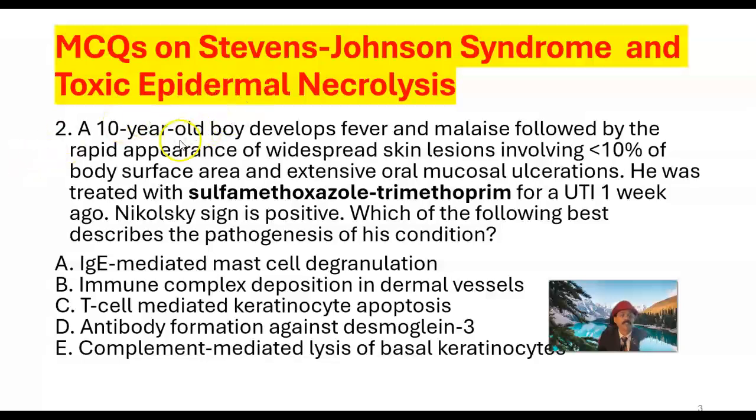Question number 2. A 10-year-old boy develops fever and malaise followed by the rapid appearance of widespread skin lesions involving less than 10% of body surface area and extensive oral mucosal ulceration. He was treated with sulfamethoxazole trimethoprim for a UTI, that is urinary tract infection. This is the cotrimoxazole. 1 week ago, Nikolsky's sign is positive. Which of the following best describes the pathogenesis of his condition?